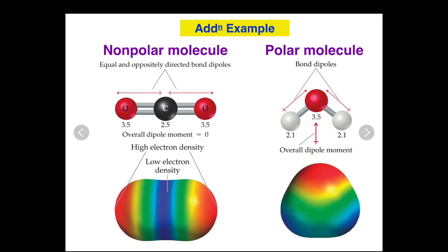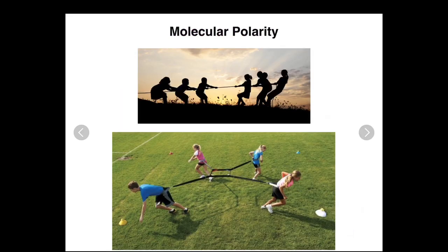So therefore, in this case, this molecule would be polar, because this part right here would be partial negative, and this part right here would be partial positive. Okay. So molecular polarity is similar to tug of war. If you know bond polarity and you know the molecular geometry, then you should be able to find out molecular polarity by looking at whether they will be able to cancel each other out or not.